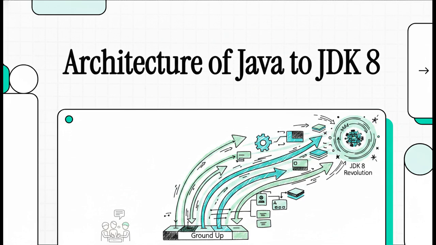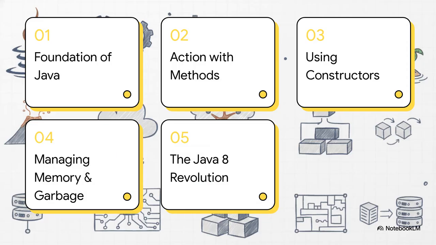Let's get into it. So here's our roadmap for this explainer. We'll start with the foundation of Java, move into adding action with methods, then building with constructors, managing memory and garbage, and we'll wrap it all up with the Java 8 revolution.